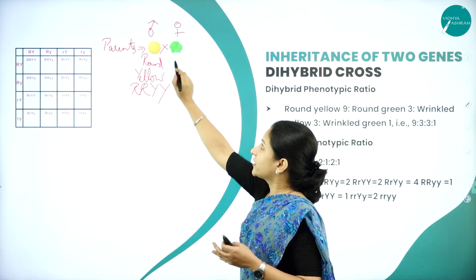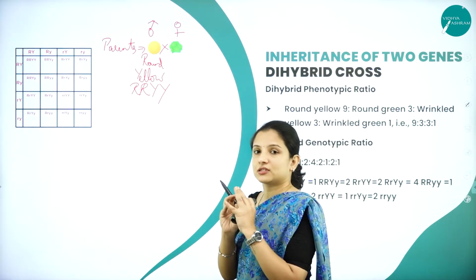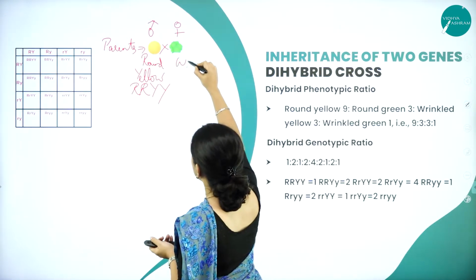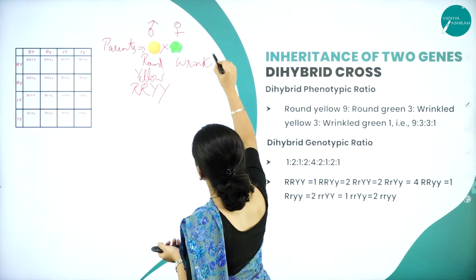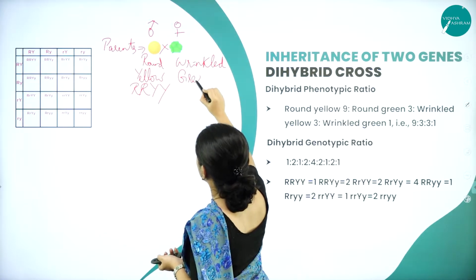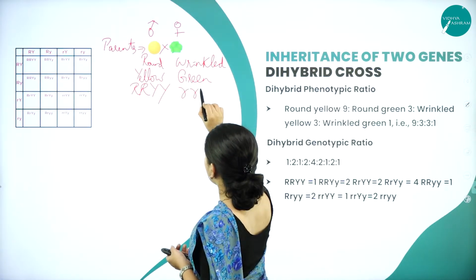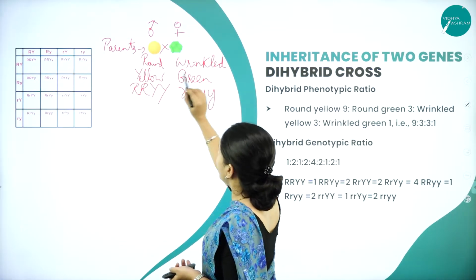And next he made a cross with the wrinkled green seed. So the seed, you can see it is wrinkled, it is not completely round, it is with creases, it is wrinkled and green color, and it is the recessive character. So it will be represented by rryy. So he made a cross.